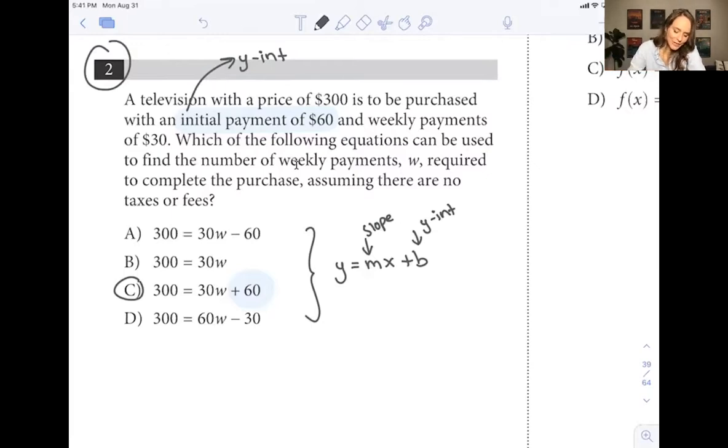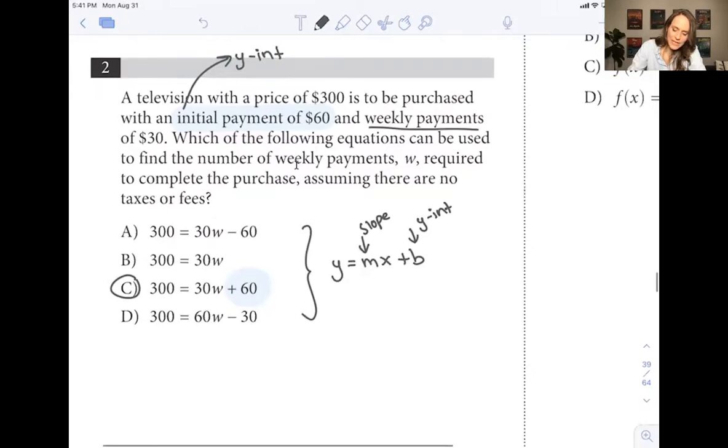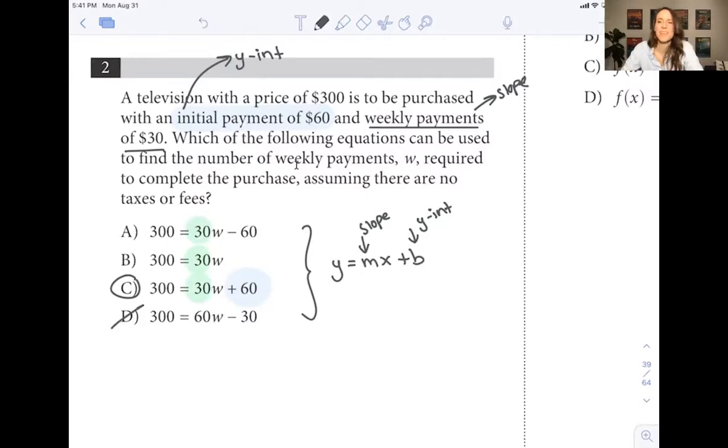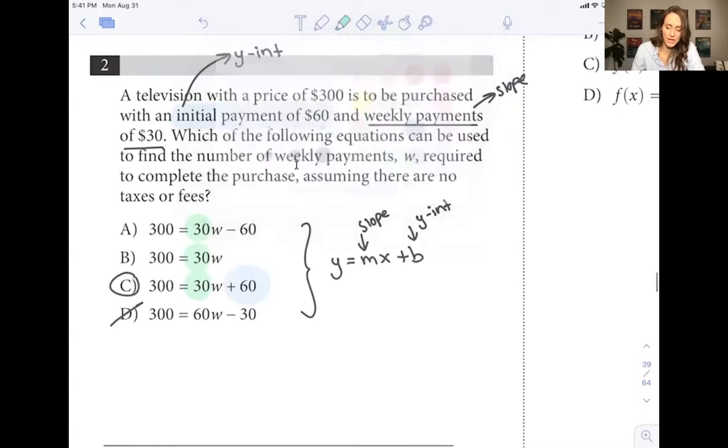Let's look here at the next part. They say weekly payments of 30. That's going to be our slope. So we want a 30. We can see that happens in more than one answer choice, but it can't be D. So that just affirms for me that it has to be C. Super duper easy, super duper common SAT question type.